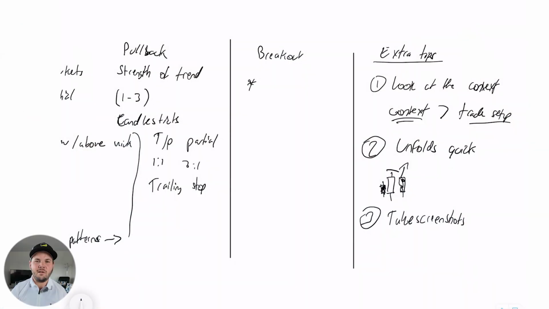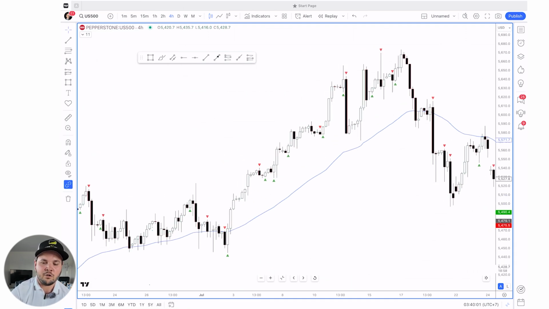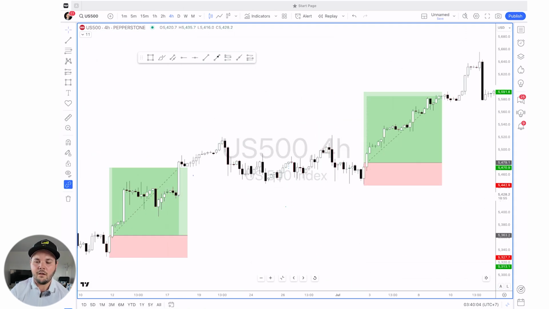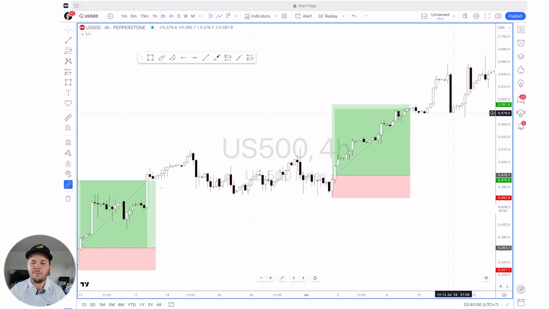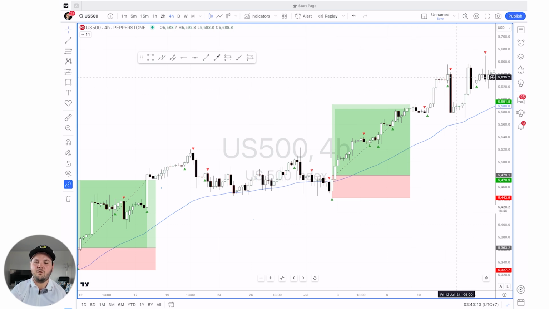Okay, third tip here is take screenshots. What this means is whenever you take a trade, take a screenshot of your chart. Have a look at what price does when you enter a trade. Whenever you go long, take a screenshot of this, then see what price does after. When does it stop trending? What happens when we get out of the trade? What happens after we get out of the trade? What makes price reverse?